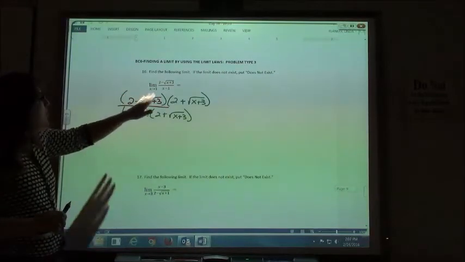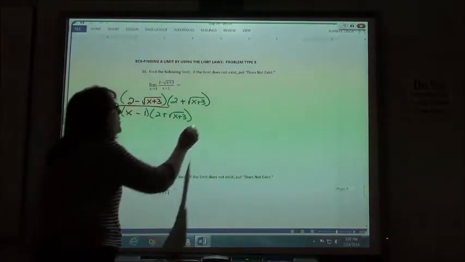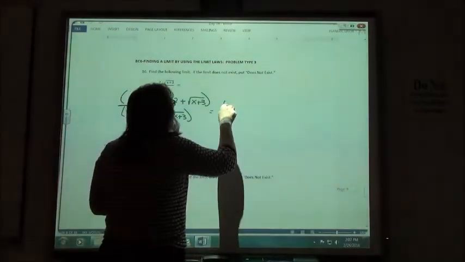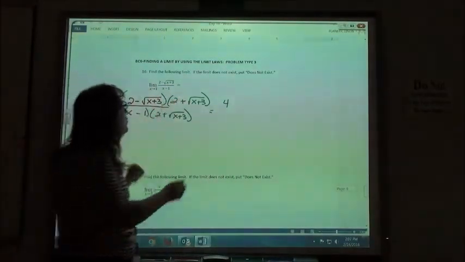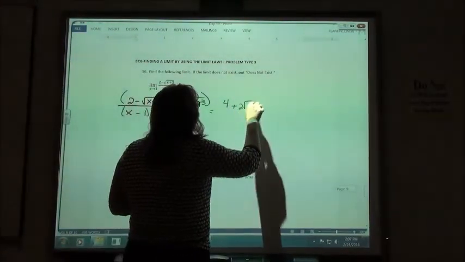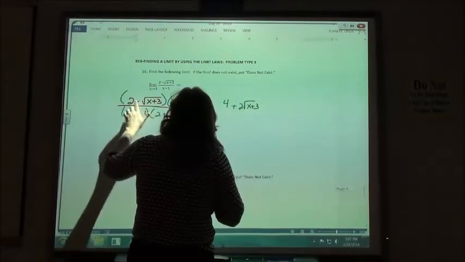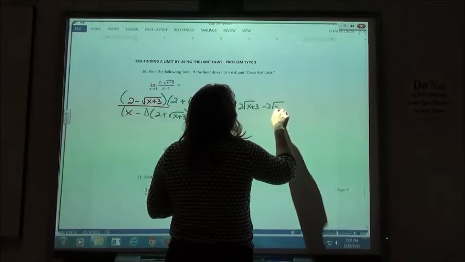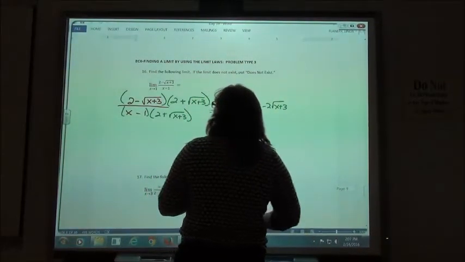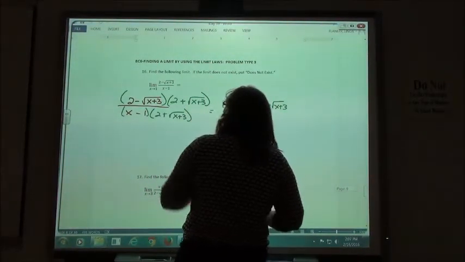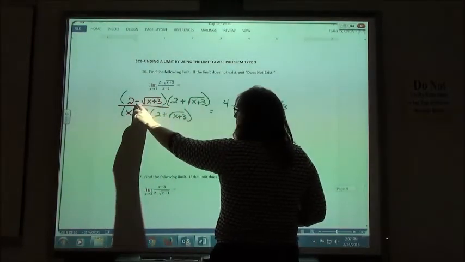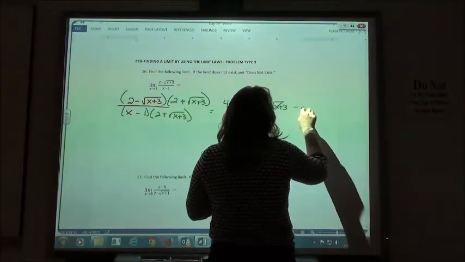So, I'm just going to worry about FOILing out the top part. So, 2 times 2 is 4. Then I'm going to get 2 times the square root of x plus 3. And then on the inside, I'm going to get minus 2 times the square root of x plus 3. The purpose of multiplying by the conjugate is getting those opposite middle terms so that they cancel out. Then, negative times a positive is a negative.